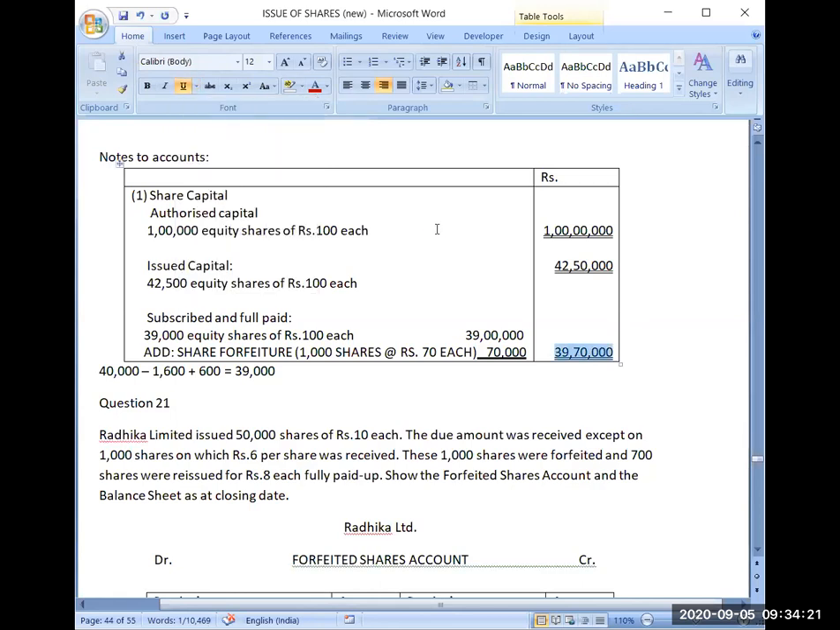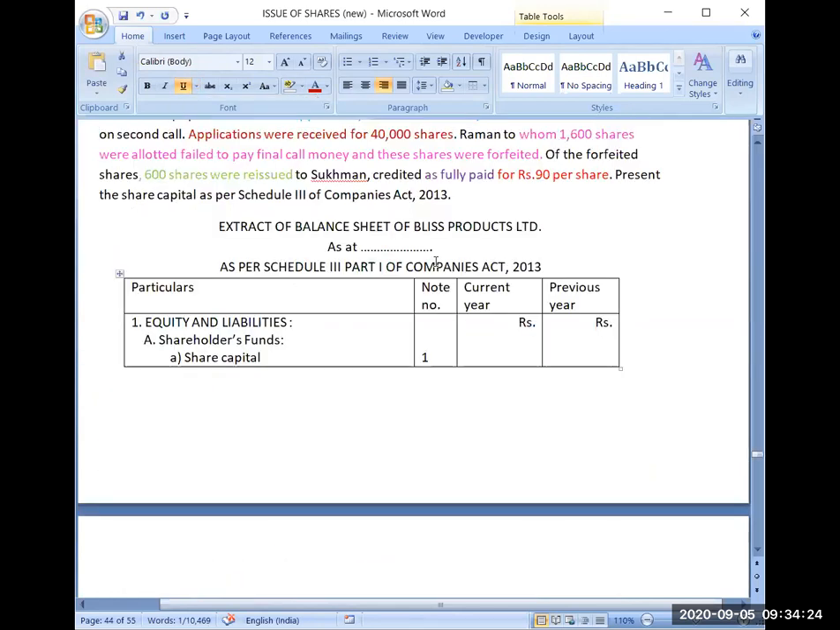And this amount will be shown here in share capital, 39 lakh 70,000. See, because this money is lying in share forfeiture account, when we will reissue these shares also, 1000 shares will be reissued. Obviously, company will not keep themselves. So company will reissue these 1000 shares also. So at the time, because this money you have received for the capital purpose, so where you can show it, until and unless you will reissue, you cannot transfer this money to the capital reserve account.